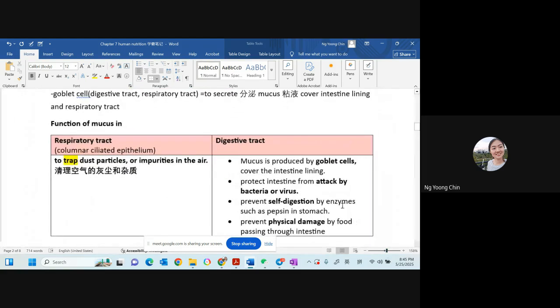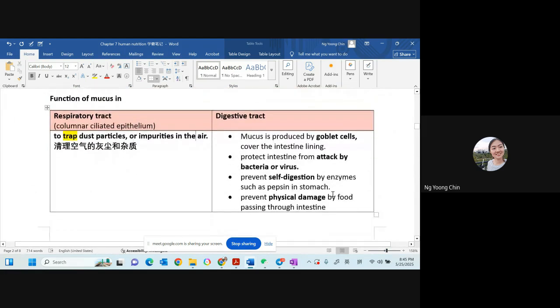The function of the mucus is to protect the intestine tract from being attacked by bacteria or viruses, because the intestine tract is very, very fragile. It can be easily attacked by any kind of bacteria or virus from the food content, so it needs protection, usually provided by the mucus. It also prevents self-digestion by enzymes such as pepsin in the stomach.